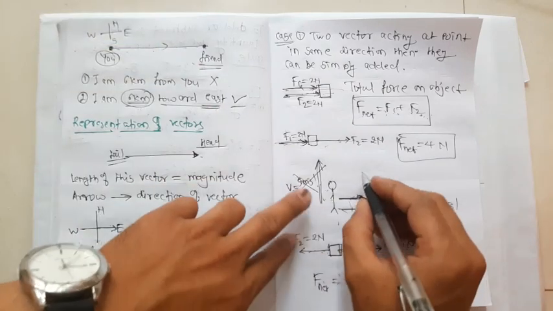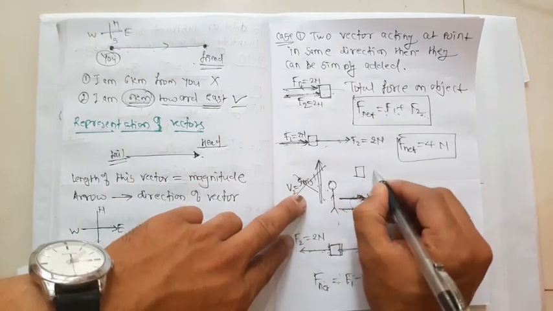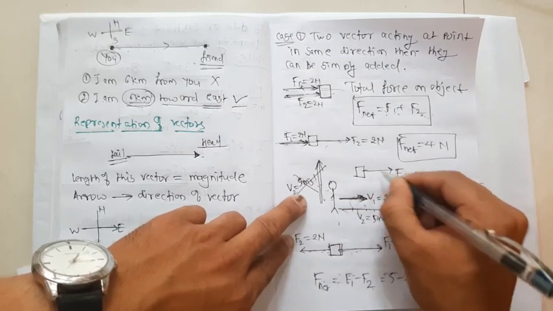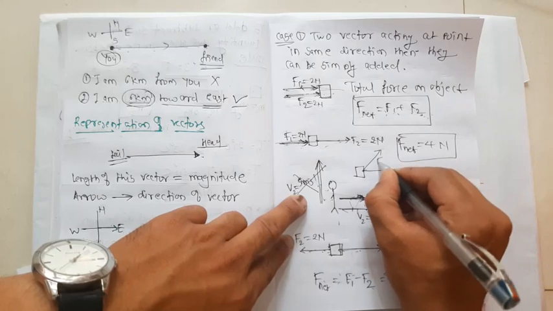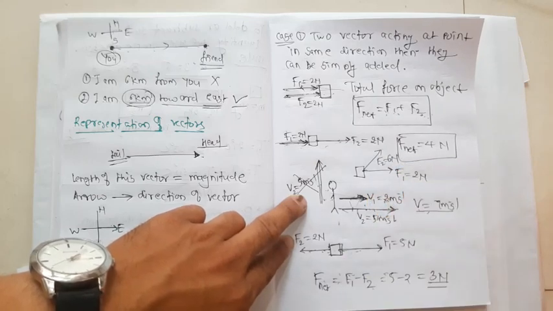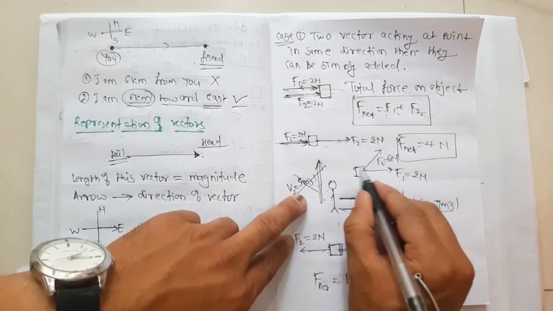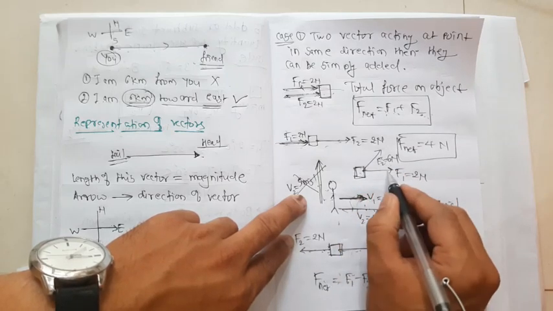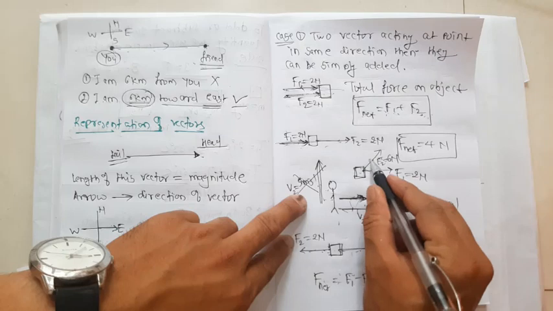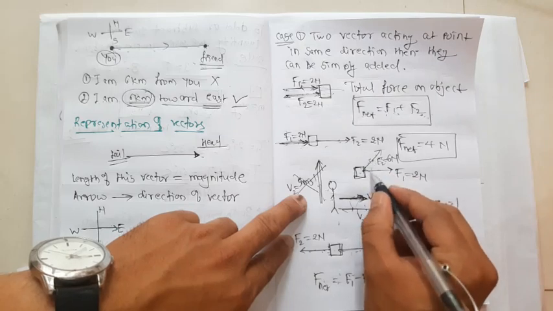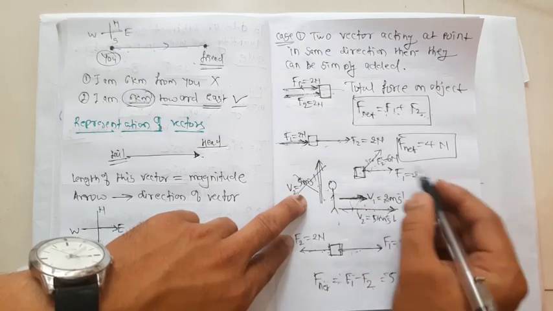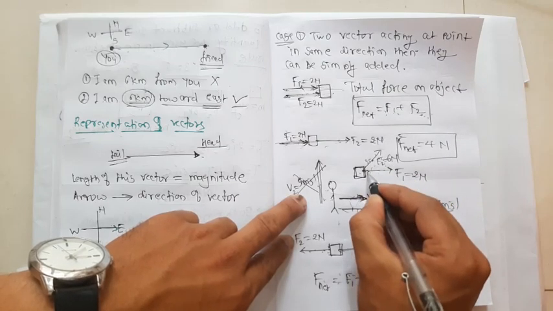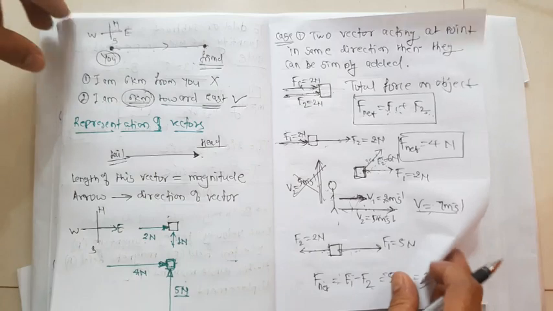But suppose you have this object and one force is acting in this direction, say F1 is equal to 2 Newton, and another force F2 is equal to 6 Newton in this direction. Then can you say that the total force on this object is 8 Newton? No, because now both are not in the same or opposite direction. So in this case, the total force on this object is calculated by the parallelogram law. Correct.